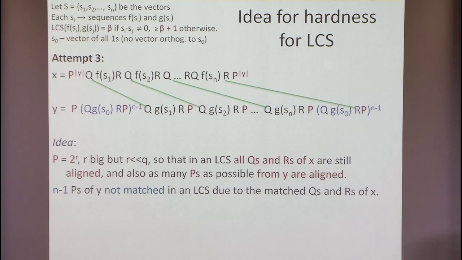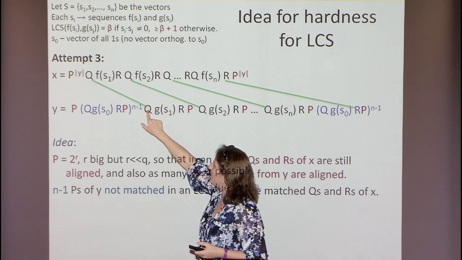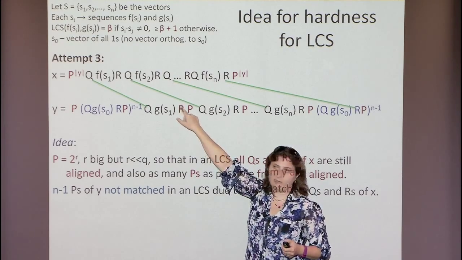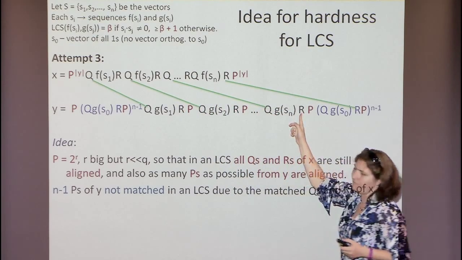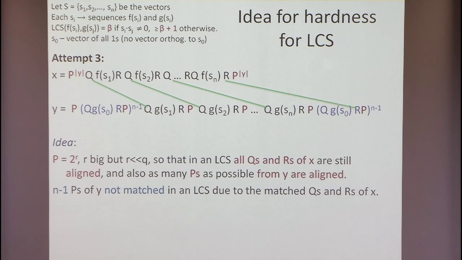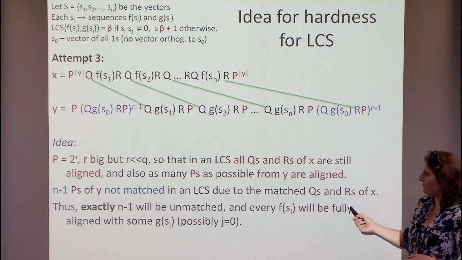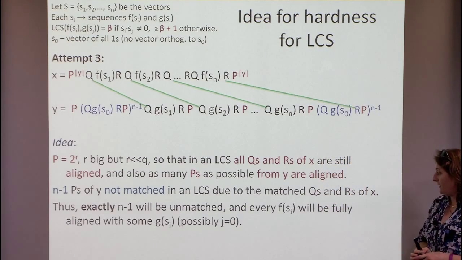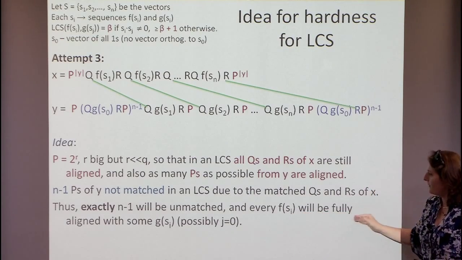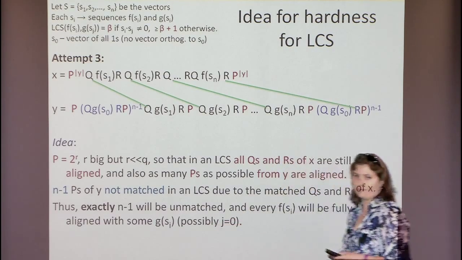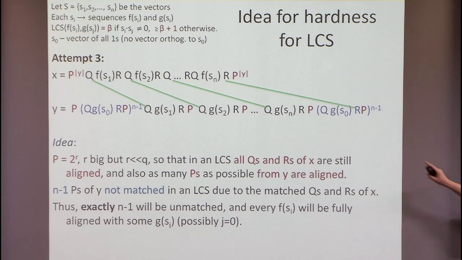Okay. But whenever I align a Q, if its R is matched right after it, after the G, then we'll only lose N minus one of the Ps, which is exactly the minimum we can lose. And because we made P very big, this will actually happen in the longest common subsequence solution. So exactly N minus one of the Ps in Y are matched. And also every F of S sub I will be fully aligned with some G of S sub J, possibly the all one string, because maybe you aligned it here. All right.